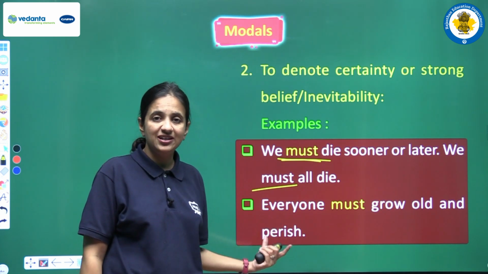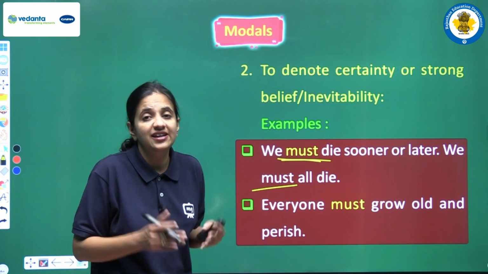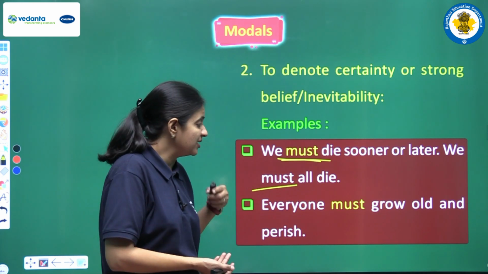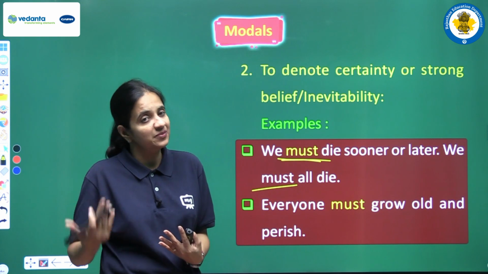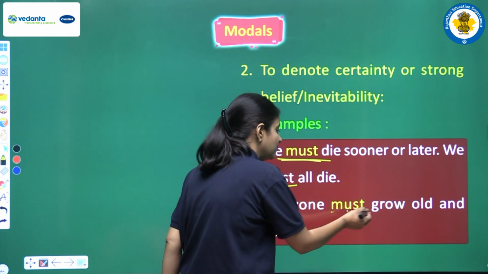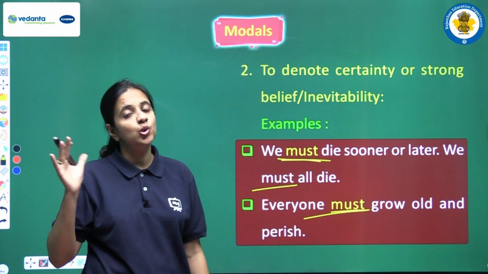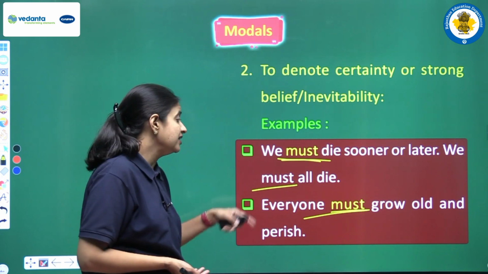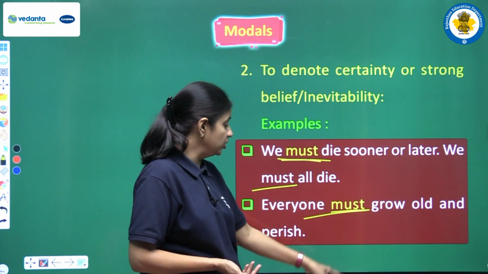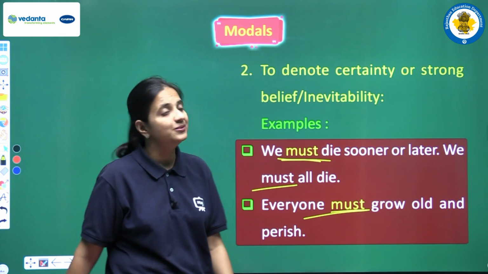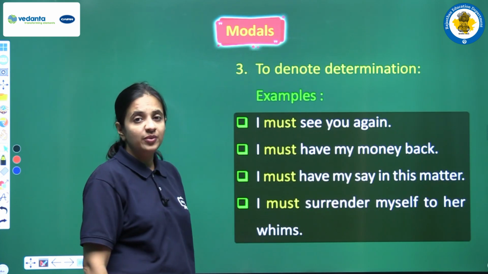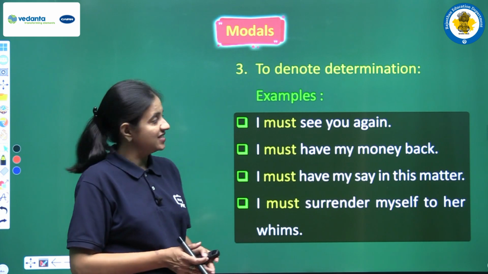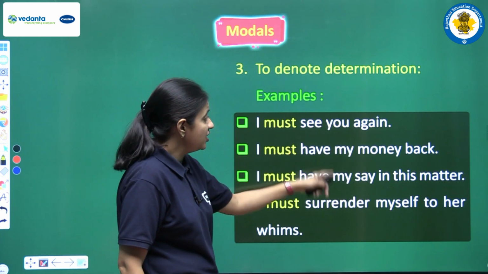Again, this thing is inevitable, because aging happens with everyone, this process happens with everyone, and this is the reason we are using must here, because no one is able to escape, no one is able to avoid this thing, and everyone must grow old and perish, right? Next use of must, it is used to denote determination. So let's see how. I must see you again.